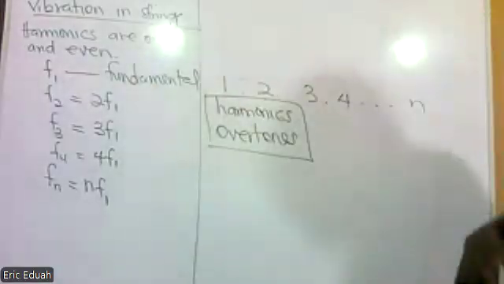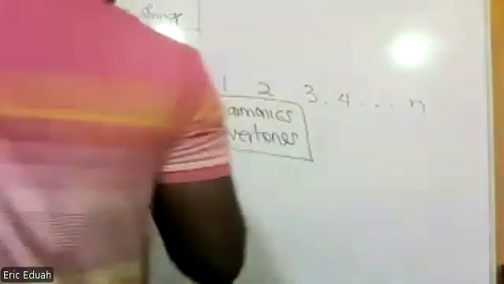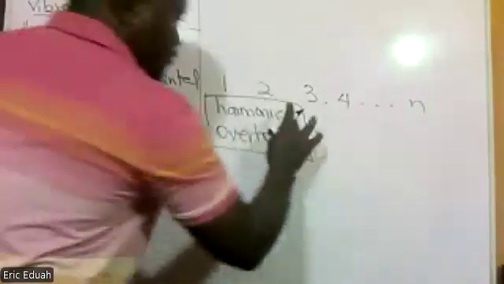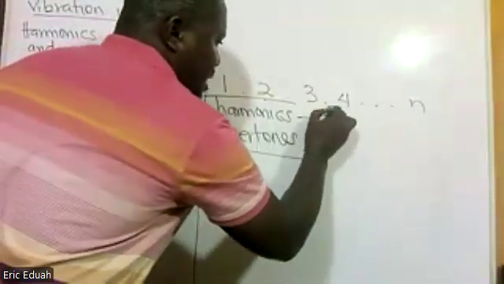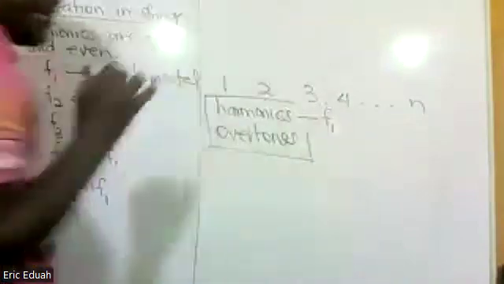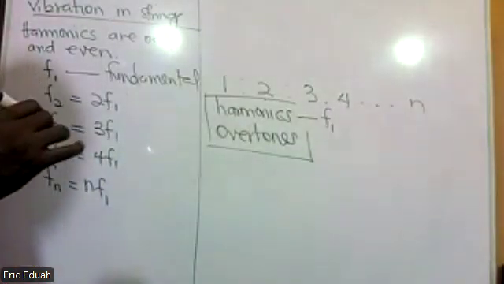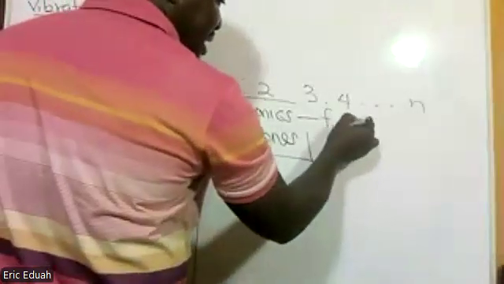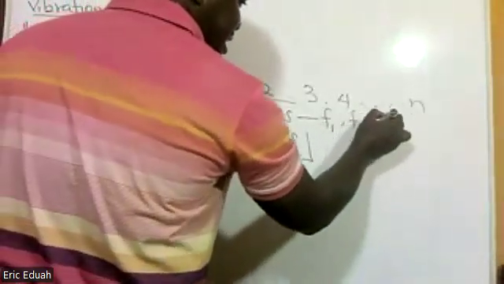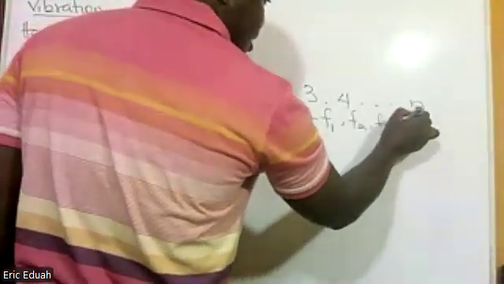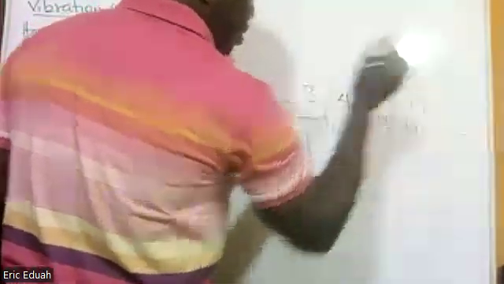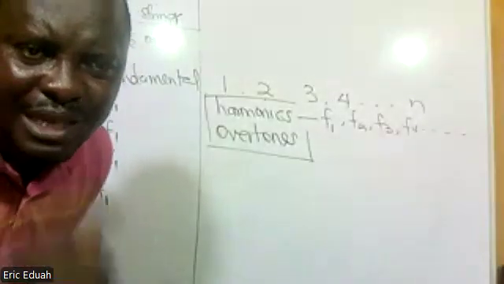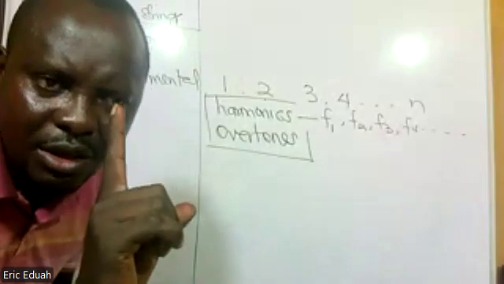as harmonics and overtones is that, you see, for harmonics, we count the first one, F1, fundamental frequency, or the first harmonic. Then we count the second one, third one, fourth one, on and on and on. For overtones, we don't count the first frequency.